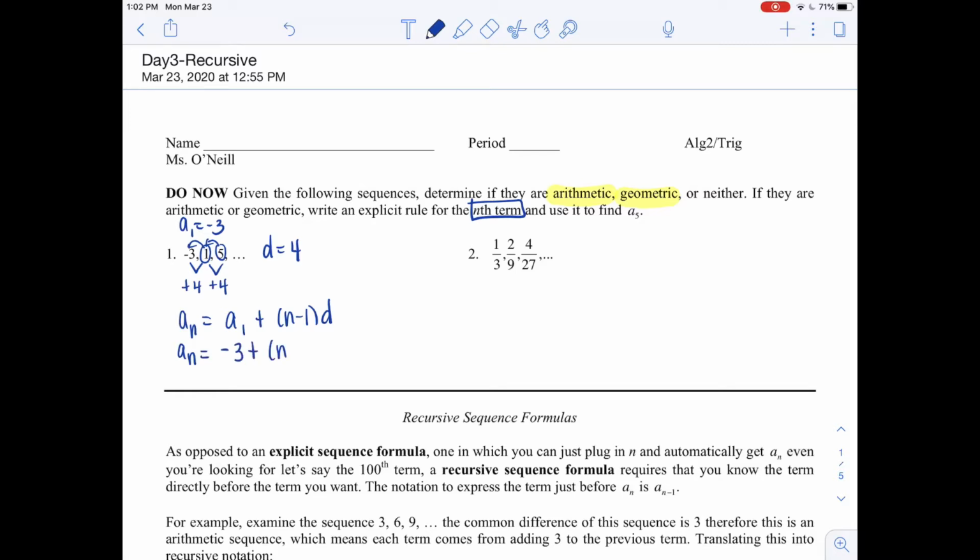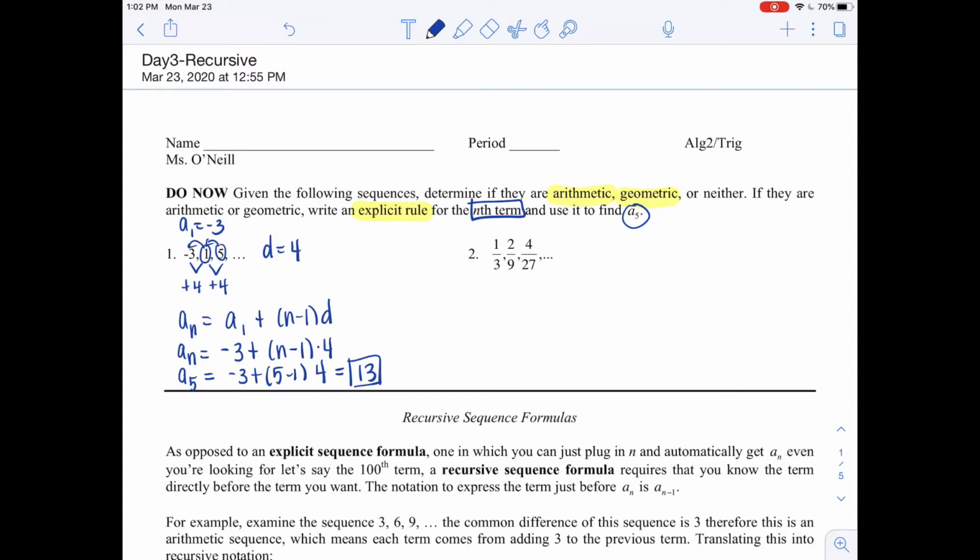Okay, so a sub n, which would be our nth term rule, a1 is -3 plus n minus 1 times 4. If I now have to use this to find a sub 5, it means you're plugging in n equals 5. So a sub 5 is equal to -3 plus 5 minus 1 times 4, and that comes out to be 13. Okay, so again, the benefit of making an explicit rule, and that's something we're going to talk about today, the difference between an explicit and a recursive rule, is that you can use the explicit rule to find any term of the sequence, whereas the recursive rule will always have to know the term just before.